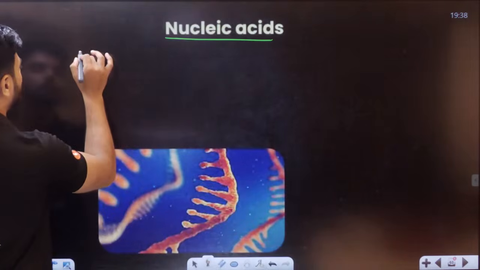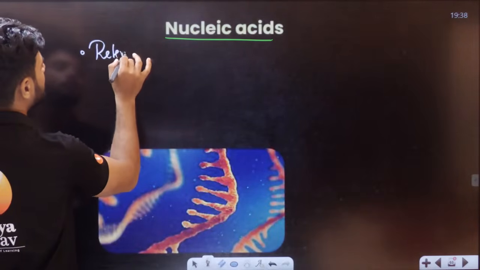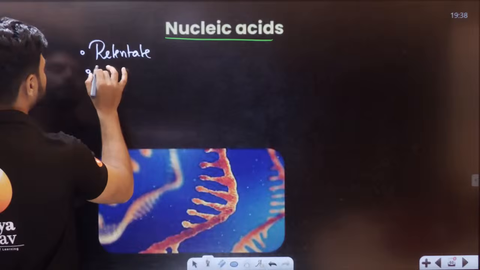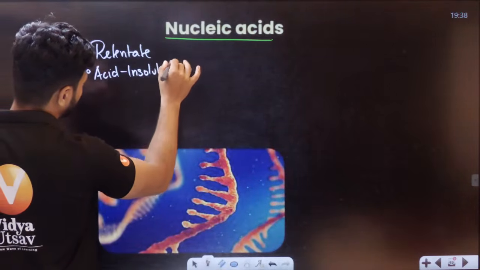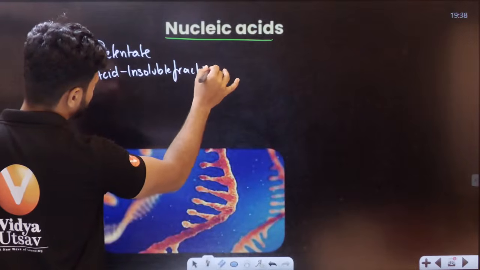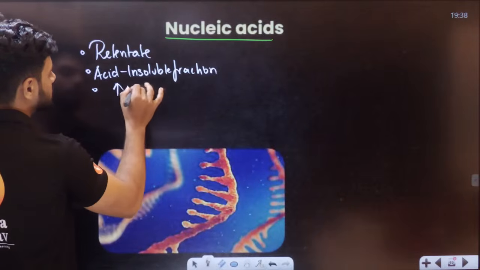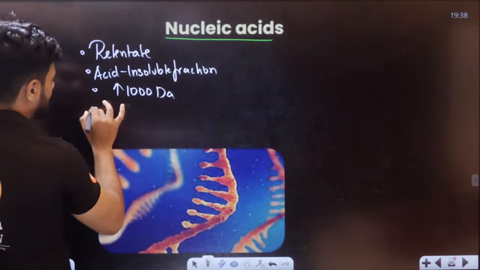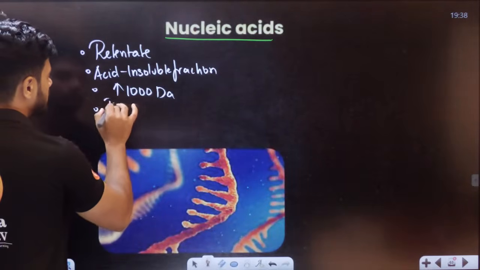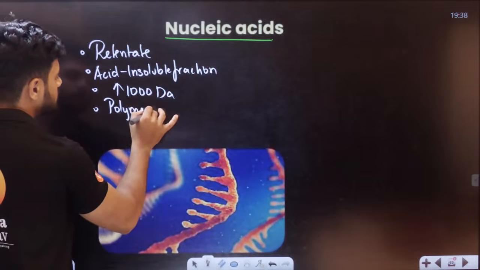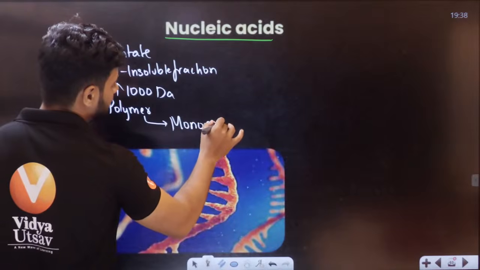Nucleic acid is nothing but what? It is present in the retentate. It is the acid insoluble fraction. Yes or no? Its size is going to be more than 1000 Daltons. And next, all of you, nucleic acid is a polymer. So since nucleic acid is a polymer, it needs to have a monomer, right?